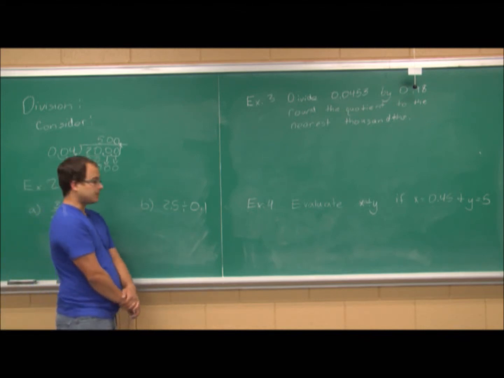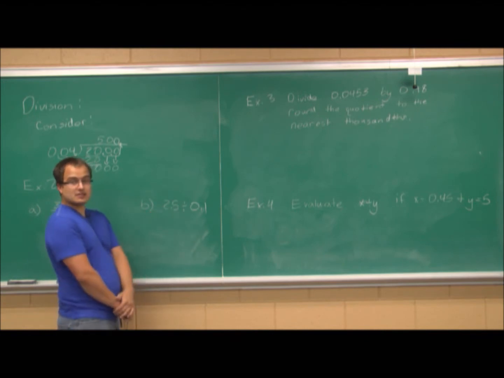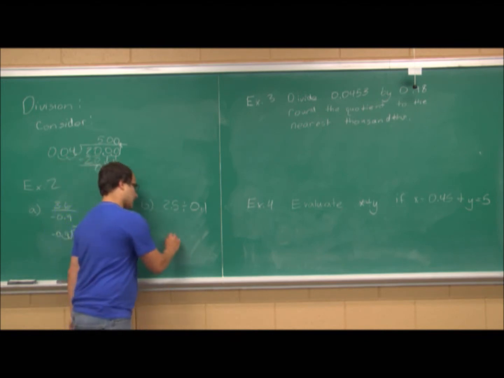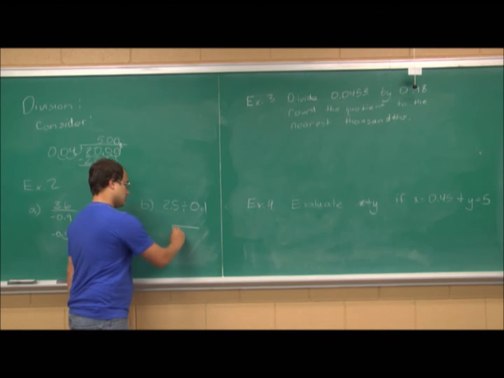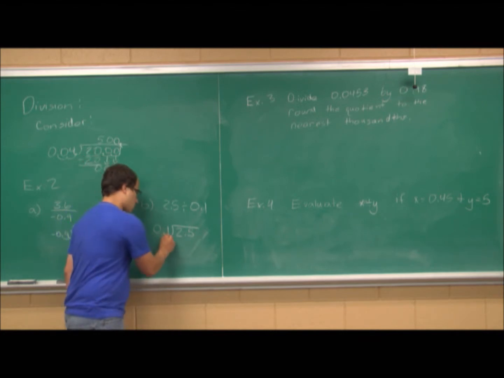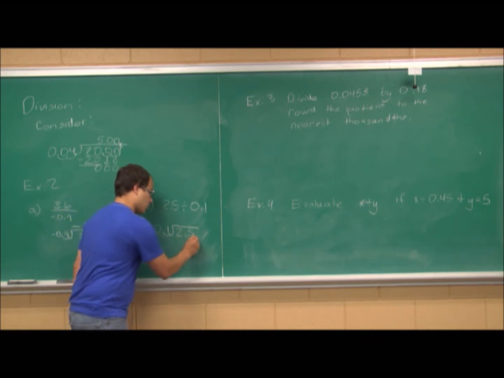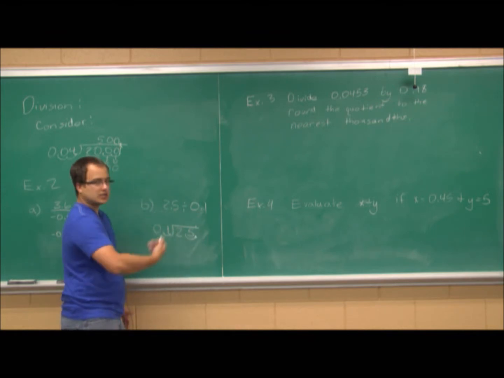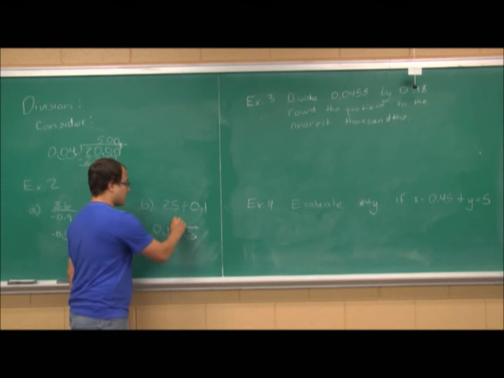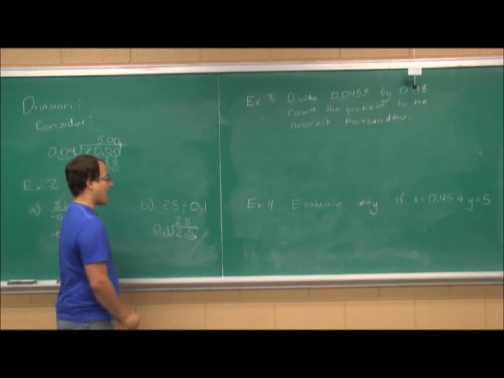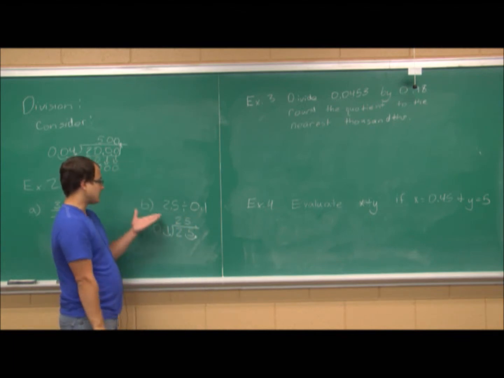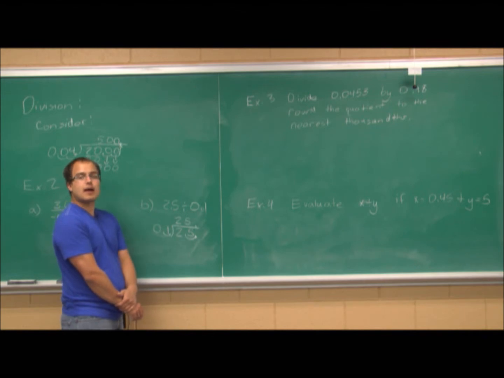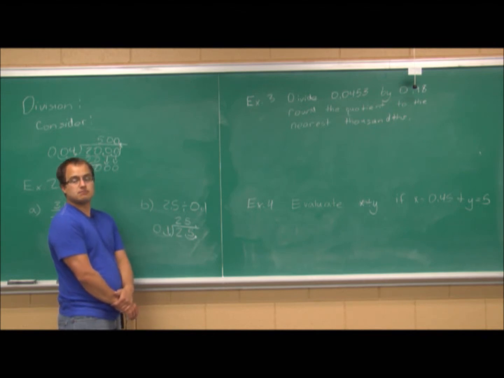Now on to part B. 2.5 divided by 0.1. Again, I like rewriting it like this. So 2.5 goes on the inside, 0.1 on the outside. I have to move it once, and it goes straight up. Then anything divided by 1 is just itself, so 25 divided by 1 is 25. And that's the answer to 2.5 divided by 1/10.